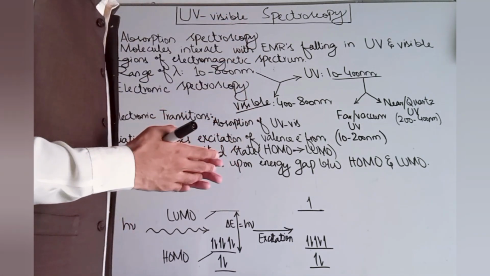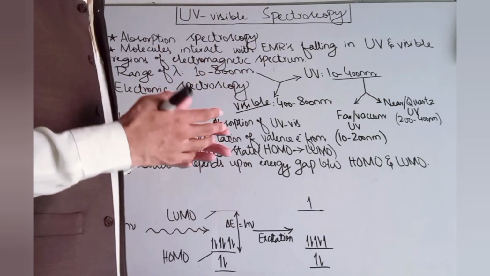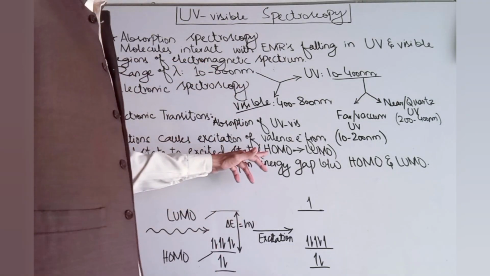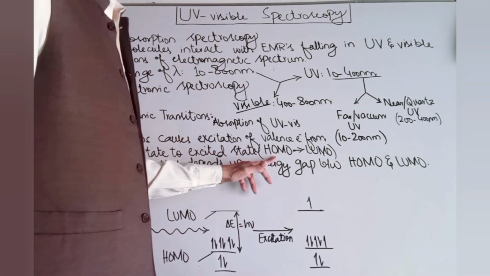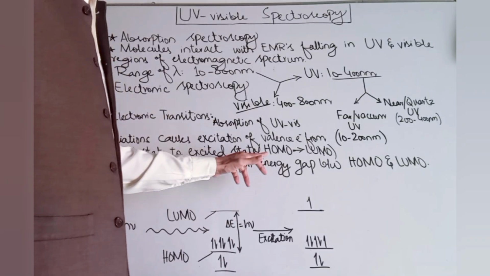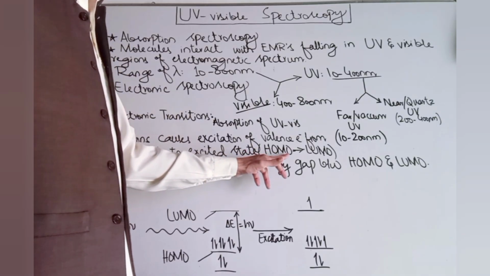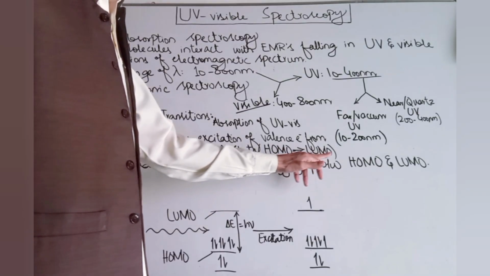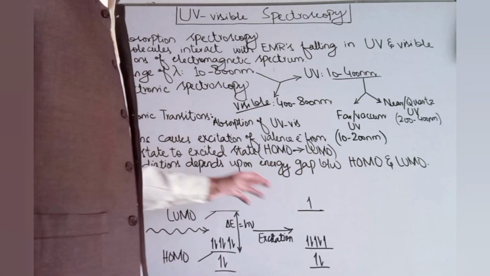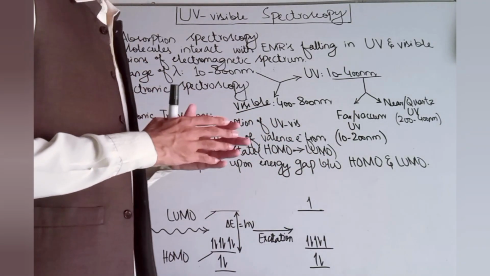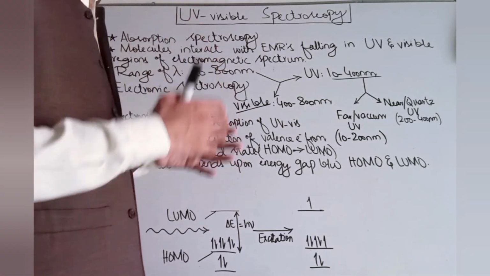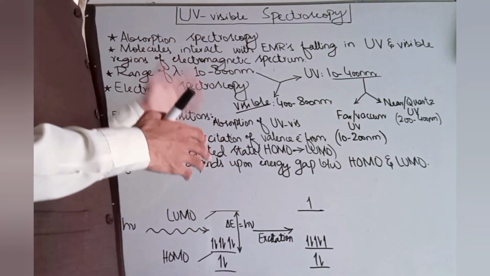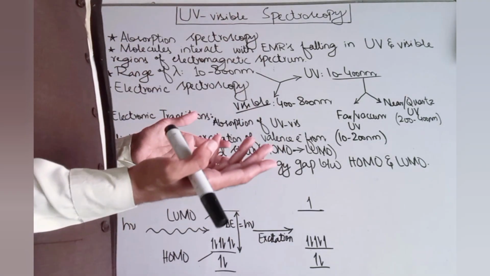So whenever a molecule absorbs radiation in the UV visible region, the valence electrons of the molecule are raised to an excited state. From ground state, they are shifted toward the excited states. And a word mentioned here is from HOMO to LUMO. HOMO stands for highest occupied molecular orbital, and LUMO stands for lowest unoccupied molecular orbital. So whenever UV visible radiations are absorbed, the electrons are promoted from the HOMO toward the LUMO.